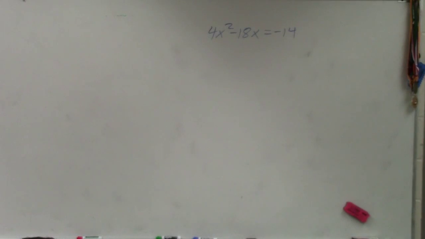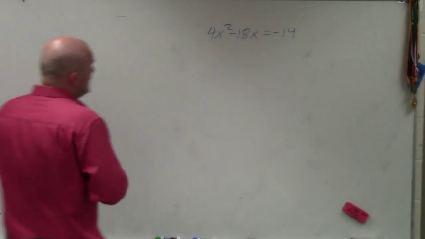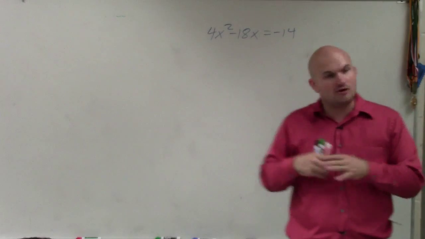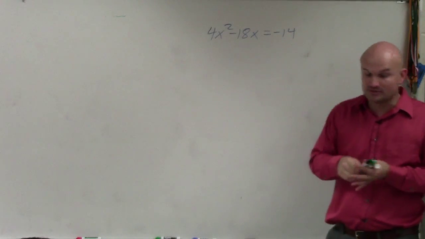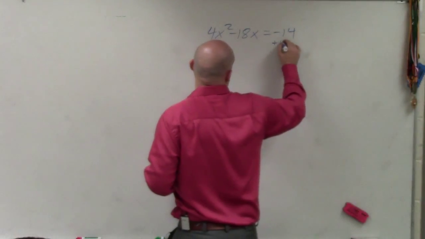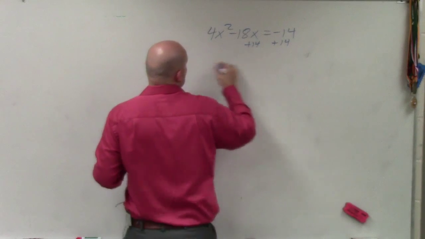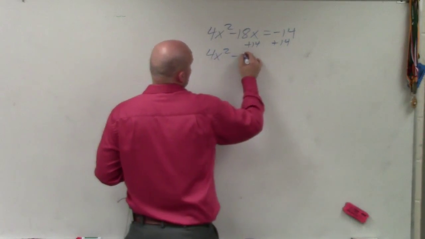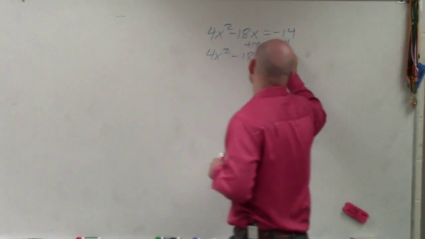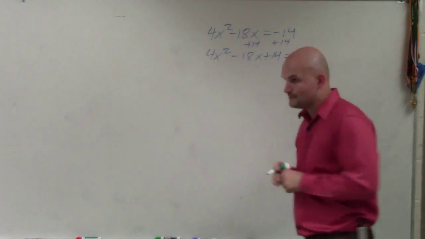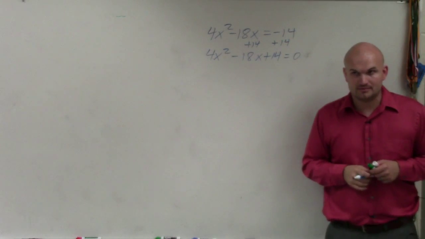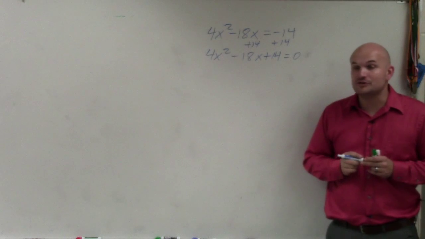But this is where we make the most mistakes. All right? And again, if you guys just follow along with my process, we first have to set this equal to 0. So what I'll do is I add 14 to both sides. Therefore, I have 4x squared minus 18x plus 14 equals 0. Does everybody follow me? OK. So now we need to factor this.